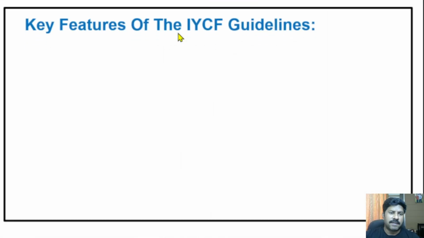So I will explain the key features of IYCF guidelines. IYCF means infant and young child feeding. They have given certain guidelines to promote the health and well-being of infants and children through appropriate nutrition practice. That includes: infants should be exclusively breastfed for the first 6 months. That means providing only breast milk without any other foods or liquids, including water. Breast milk provides all the necessary nutrients, antibodies and growth factors needed for the baby's development. Then introduction of complementary foods at 6 months.